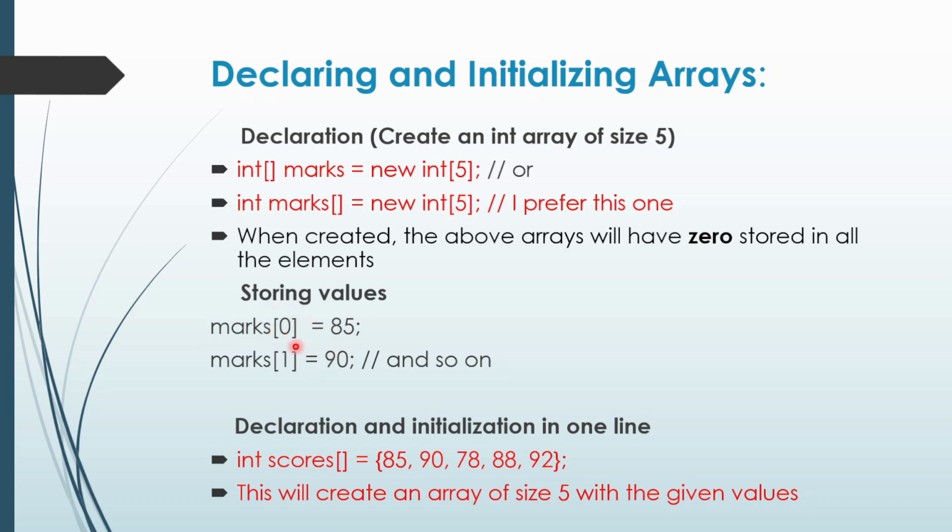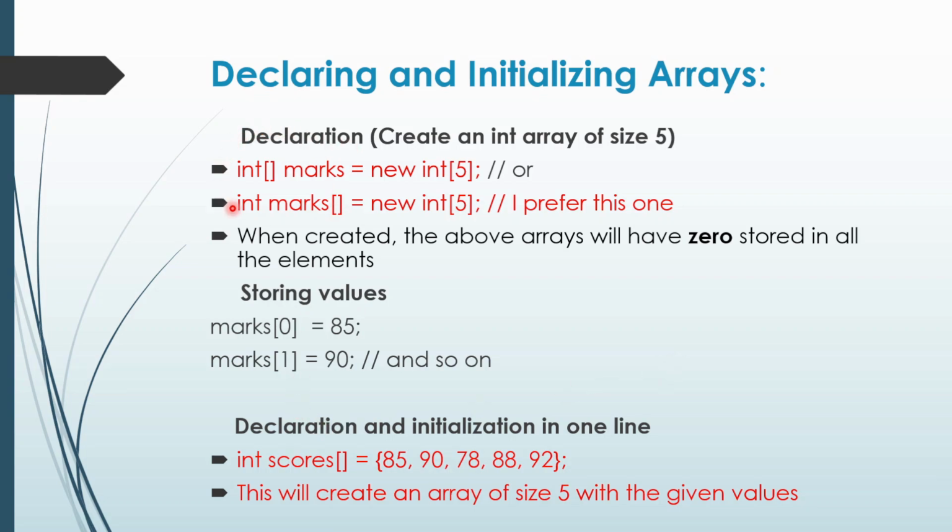Now what is this statement going to do? This is going to store 90 in the second element. So we write marks[1] = 90, marks[2] = so and so, marks[3] = so and so. What is the last element going to be? The last element is going to be 4. Why? Because it is starting with a 0. So 0, 1, 2, 3, and 4. These are the 5 elements. These are the positions of the 5 elements.